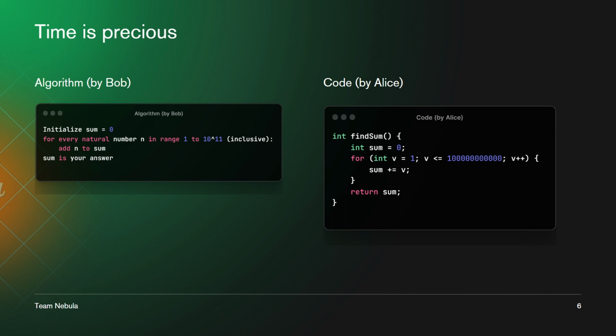This C++ code defines a function named findSum that calculates the sum of all natural numbers in the range from 1 to 10 raised to the power of 11. Inside the function, an integer variable sum is initialized to 0. The function uses a for loop to iterate through every value v from 1 to 10 raised to the power of 11 inclusive. In each iteration, the value of v is added to the current value of sum. Finally, the function returns the computed sum stored in the variable sum. This function can be called to obtain the sum of natural numbers in the specified range.